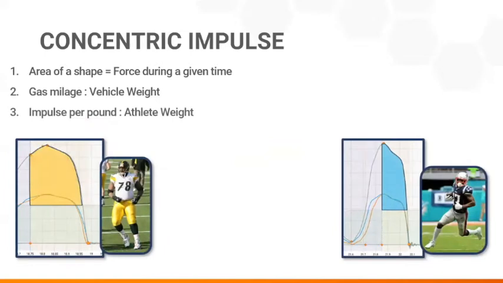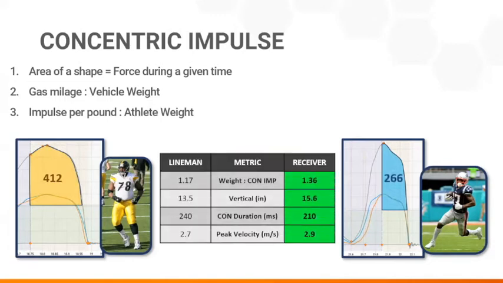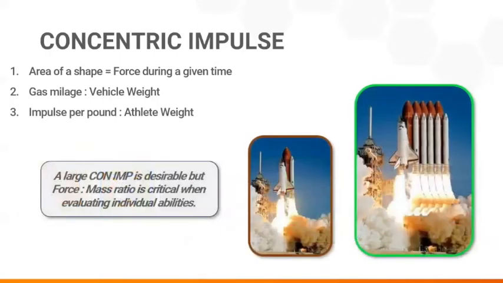In this example, a 350-pound lineman produced an impulse of 412, whereas a 190-pound receiver produced only 266. However, since the receiver's weight to concentric impulse ratio was higher, he had a better vertical jump and did well in other key performance indicators. The take-home message is that a higher concentric impulse is always desirable, but performance programs should aim to achieve a force-to-mass ratio that's most appropriate for a given sport or position.